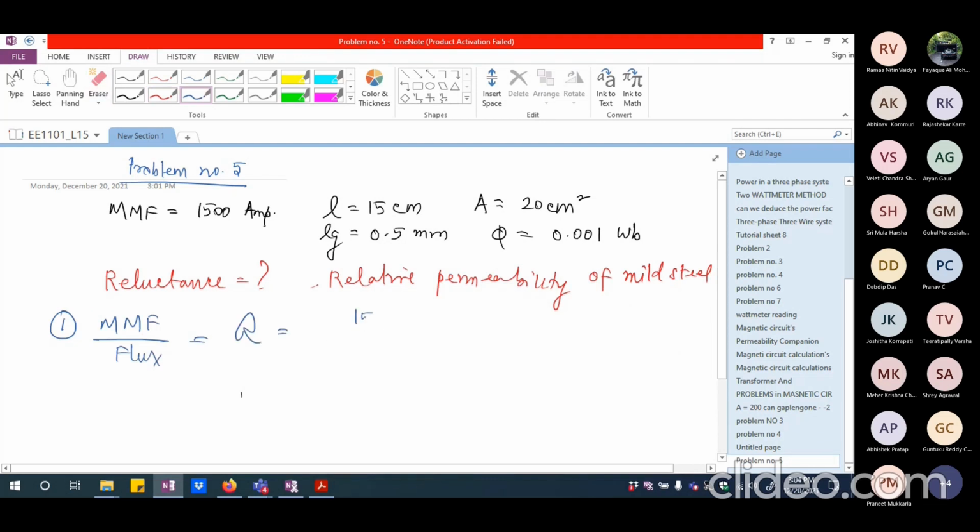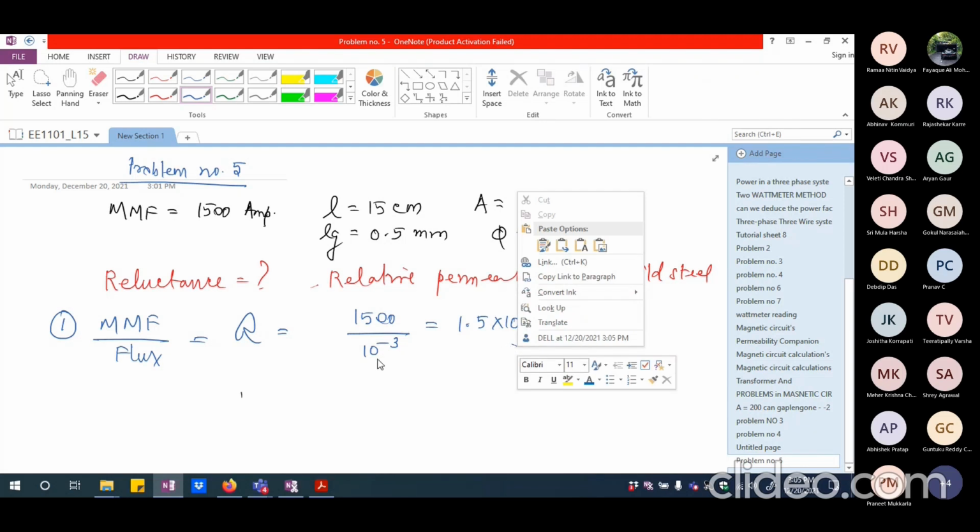So I can say 1500 divided by 10 power minus 3. 1 milliweber, that's what is given, so it is 10 power minus 3. So I can say it is 1.5 into 10 power 6 ampere per Weber. This is going to be the value of reluctance directly. Okay.